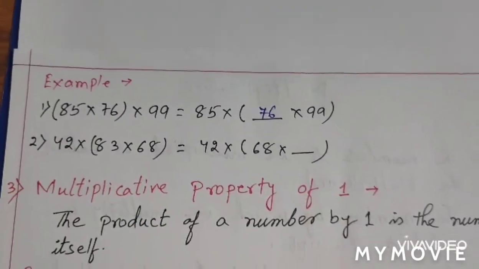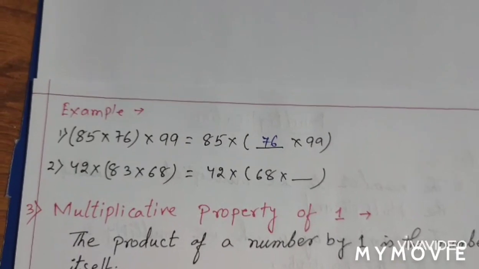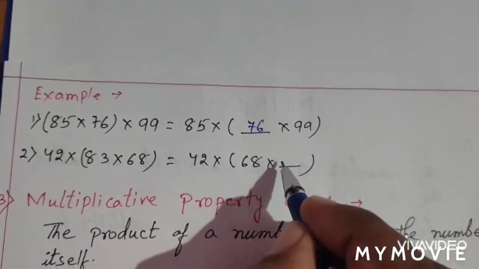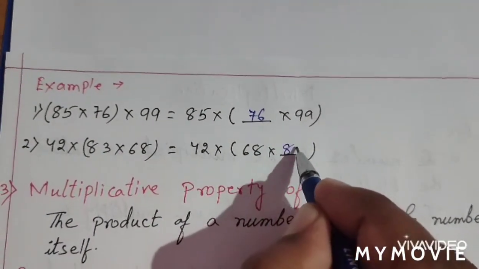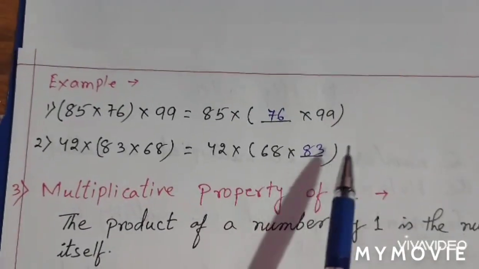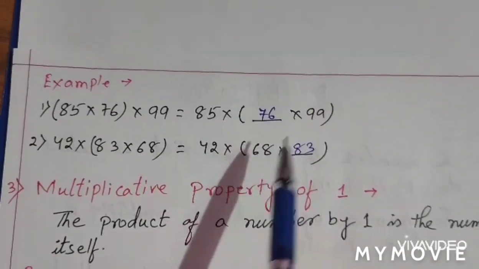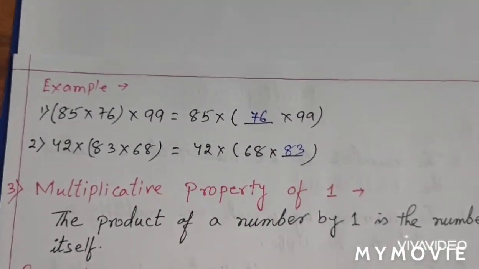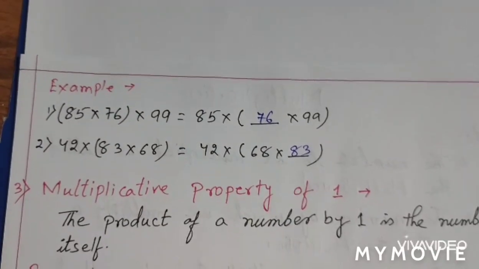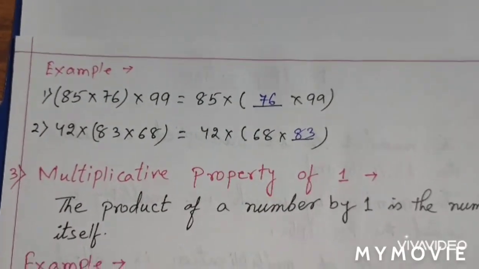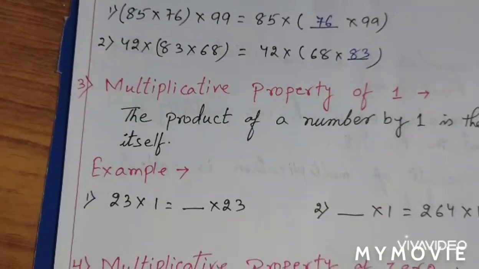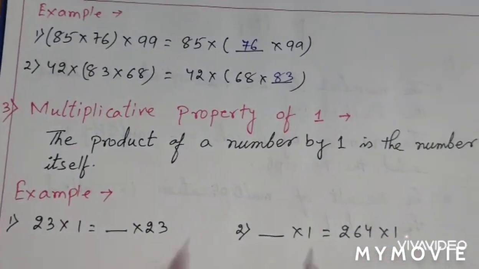Yes, 83. So you write over here what? 83. This is called grouping. Means by doing it group wise we can do the multiplication.